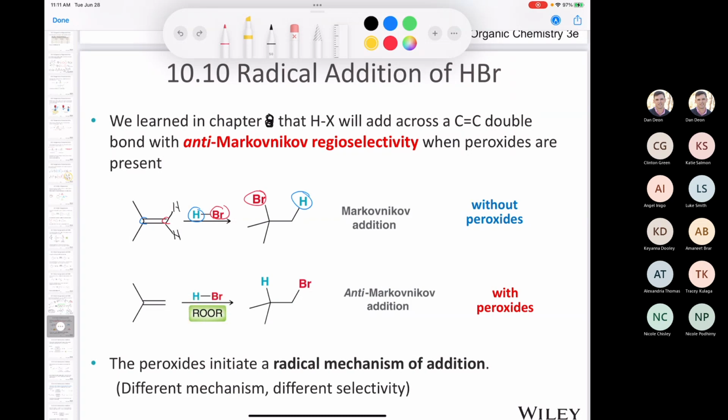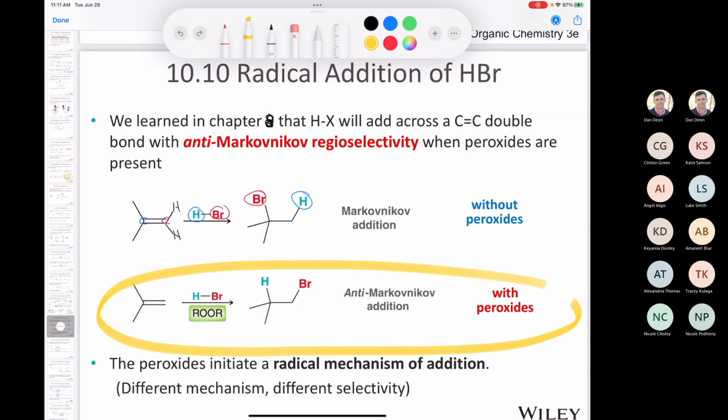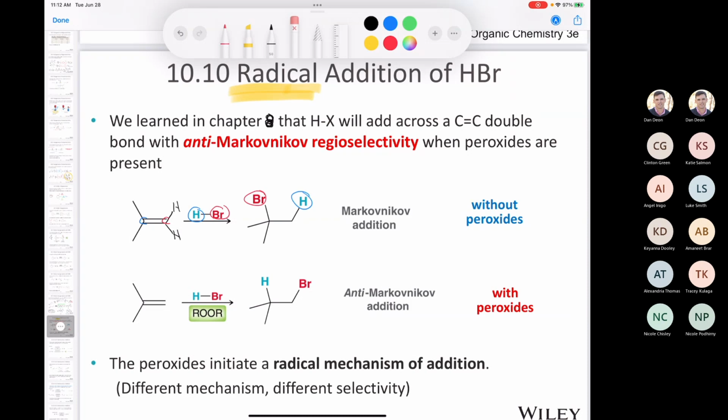Back in chapter 8, all I taught you was this. I said, you just need to know this. If you throw some peroxides in with your HBr and your alkene, you get anti-Markovnikov. The bromine goes to the less substituted carbon, and the hydrogen goes to the more substituted carbon. So now we're going to uncover why specifically does that happen, and we aren't able to do that until we study radicals, which we're doing in this chapter. So now we can rationalize the formation of the anti-Markovnikov product.